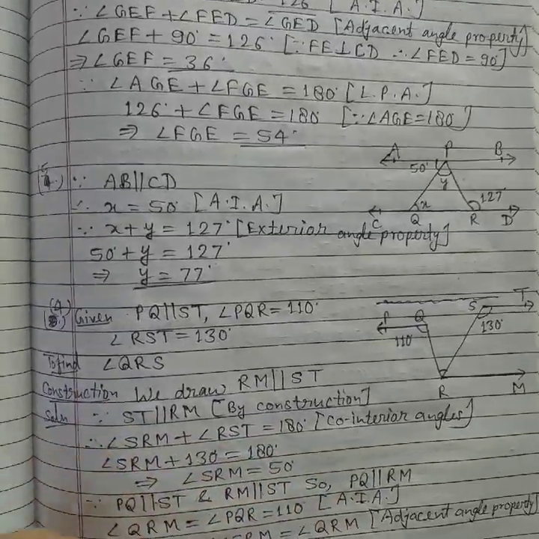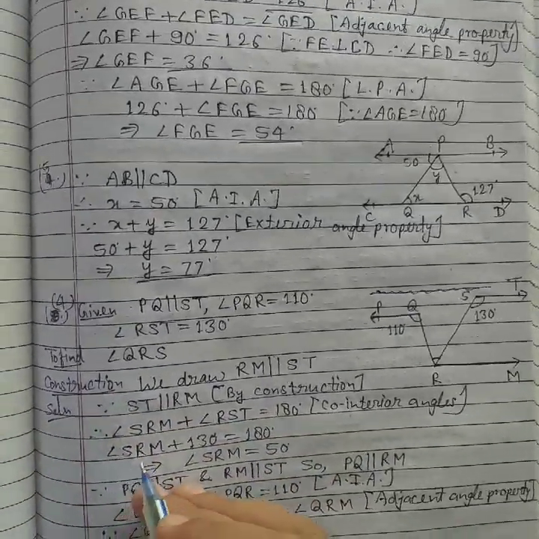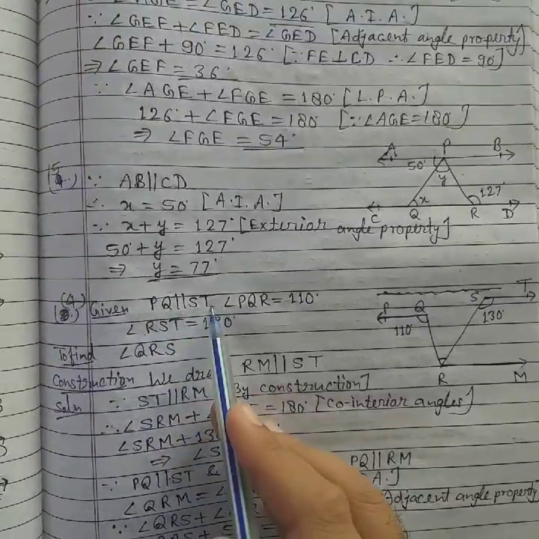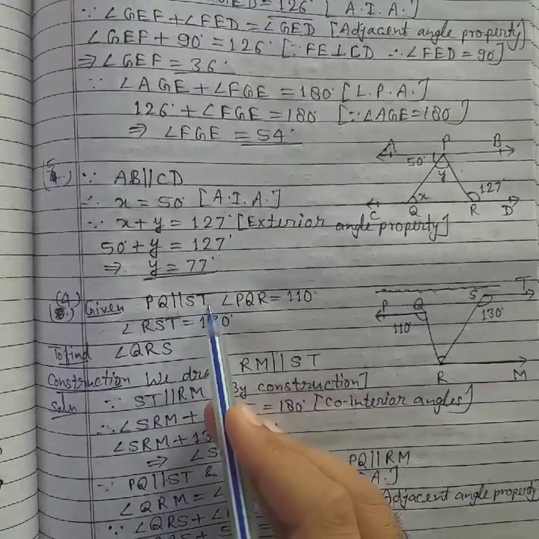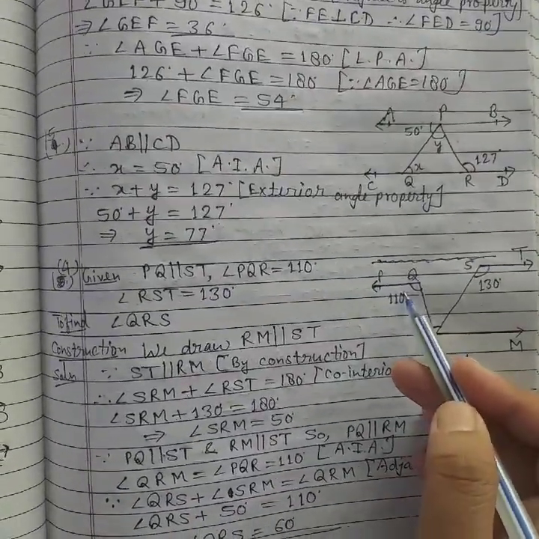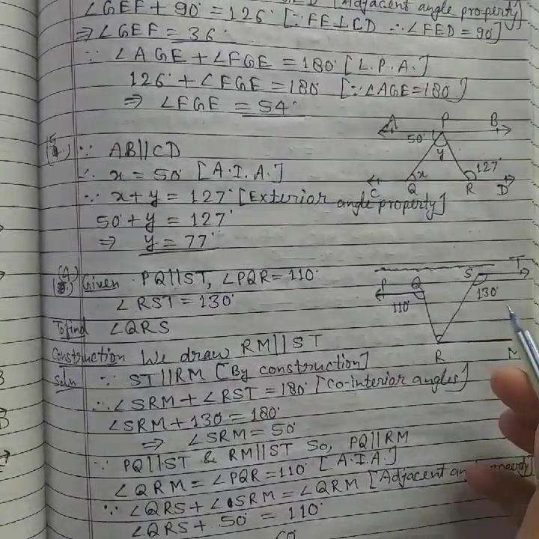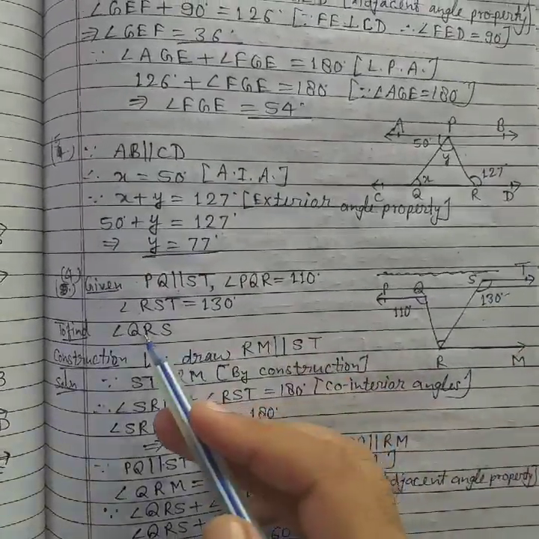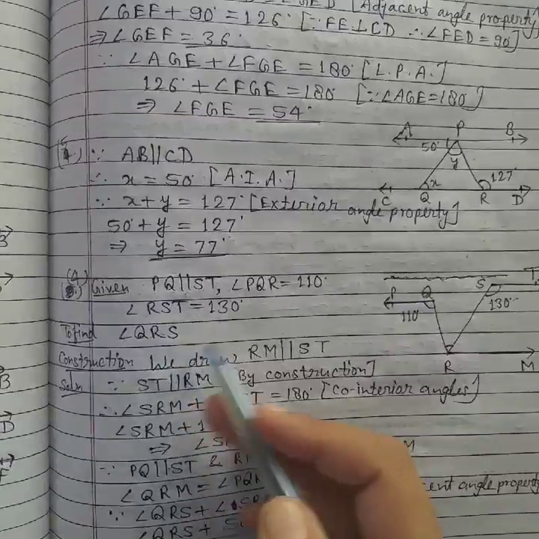Fourth question is, in the given figure, PQ parallel to ST and angle PQR equals to 110 degree and angle RST equals to 130 degree, it is given. Now we have to find angle QRS.